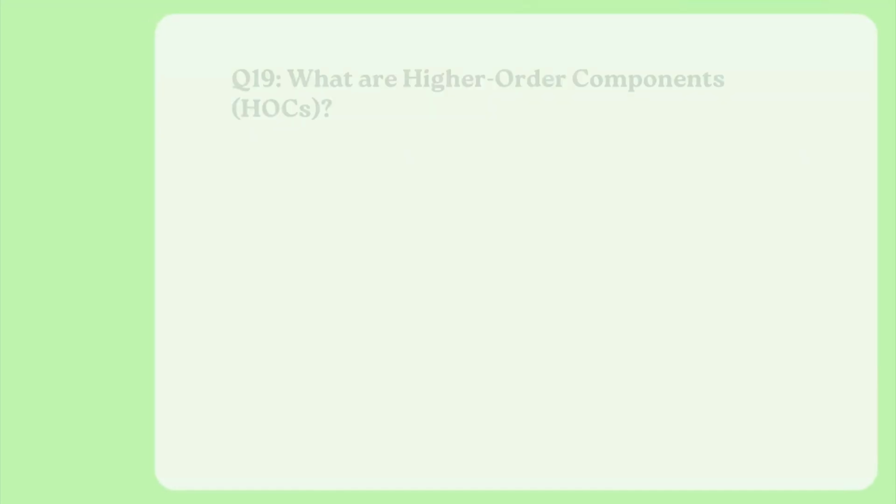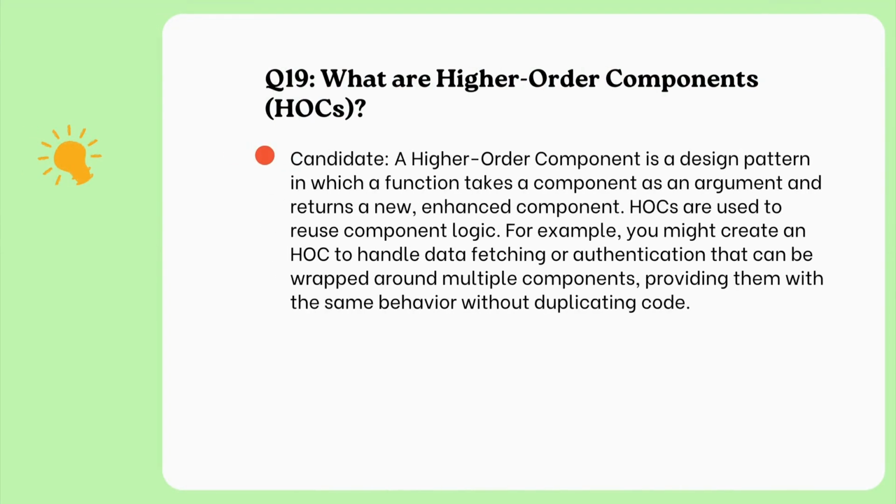What are higher-order components, HOCs? A higher-order component is a design pattern in which a function takes a component as an argument and returns a new enhanced component. HOCs are used to reuse component logic. For example, you might create an HOC to handle data fetching or authentication that can be wrapped around multiple components, providing them with the same behavior without duplicating code.